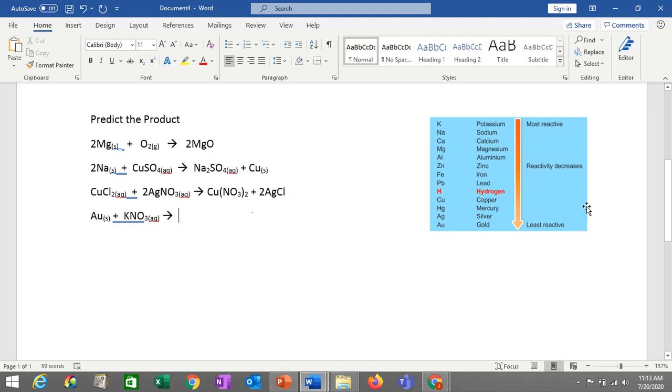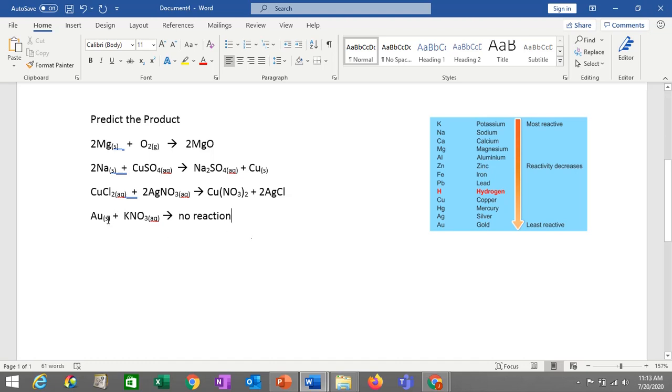But remember, we got to consult this to see if the reaction is going to take place. So gold would have to be higher up on the list than potassium if this reaction is going to happen. But we can see that gold's actually on the very bottom of this list and potassium's actually on the top. So potassium could kick out gold, but gold just can't kick out potassium. So we say that this is no reaction. And you can just write it like that.